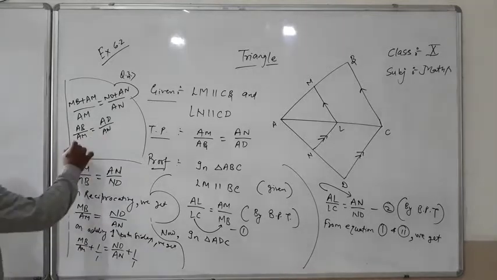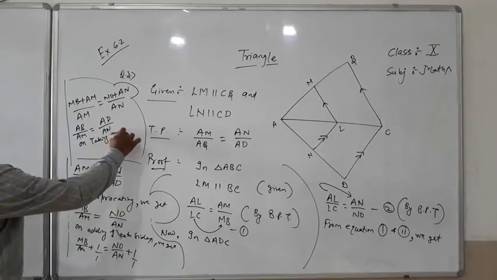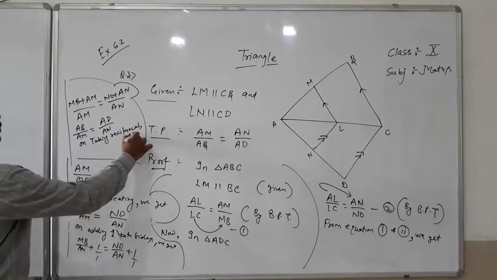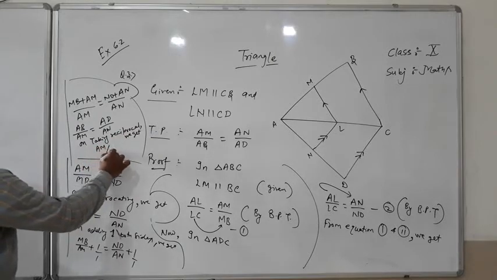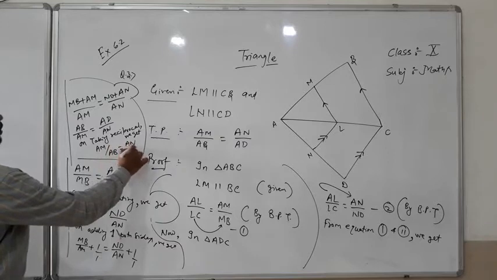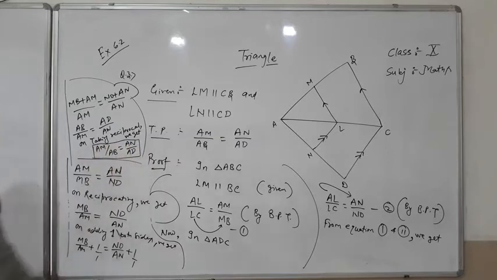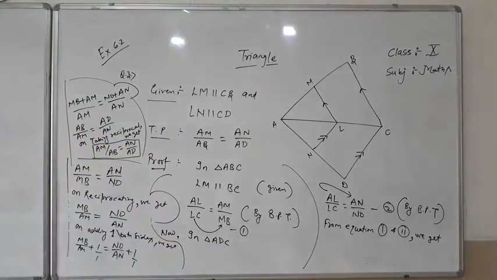अब फिर से इसे रेसिप्रोकल कर लेंगे. On taking reciprocal, we get AM upon AB is equal to AN upon AD. So that is AM upon AB is equal to AN upon AD. That is the solution of that question.